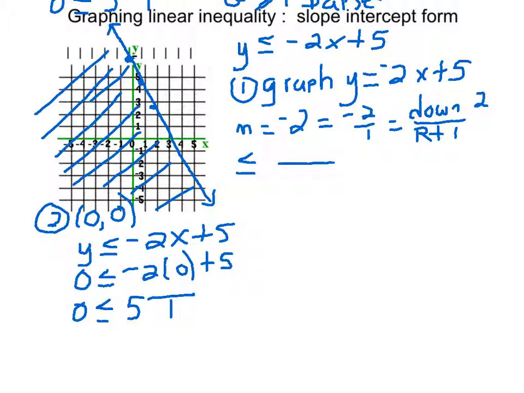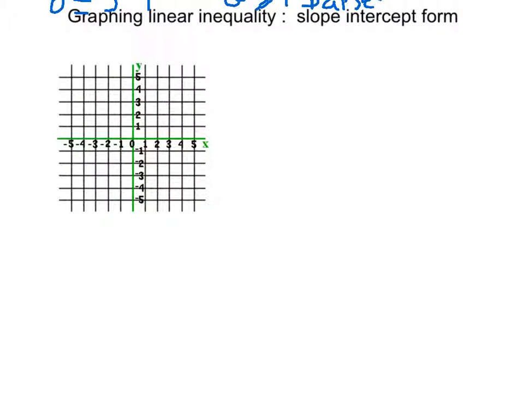Alright, let's try another example. Let's do y is greater than or equal to negative 5x plus 1. First step, if you want to hit pause, go ahead and hit pause. First step, we're going to graph it as if it was a line.